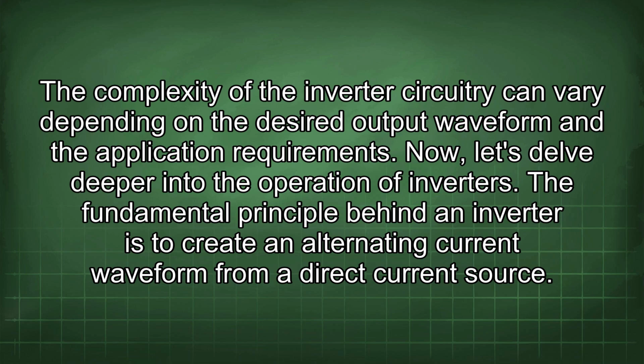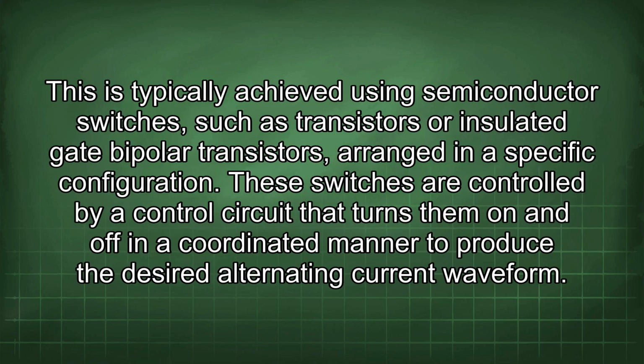Now let's delve deeper into the operation of inverters. The fundamental principle behind an inverter is to create an alternating current waveform from a direct current source. This is typically achieved using semiconductor switches, such as transistors or insulated gate bipolar transistors, arranged in a specific configuration. These switches are controlled by a control circuit that turns them on and off in a coordinated manner to produce the desired alternating current waveform.